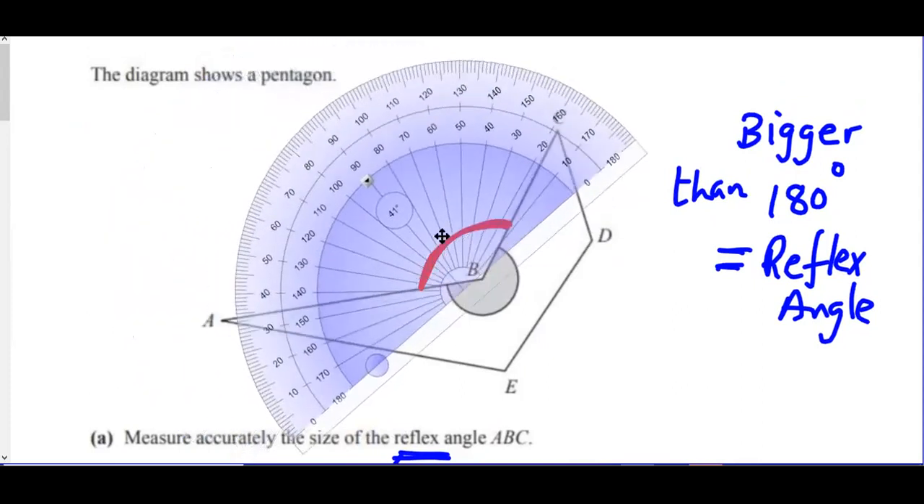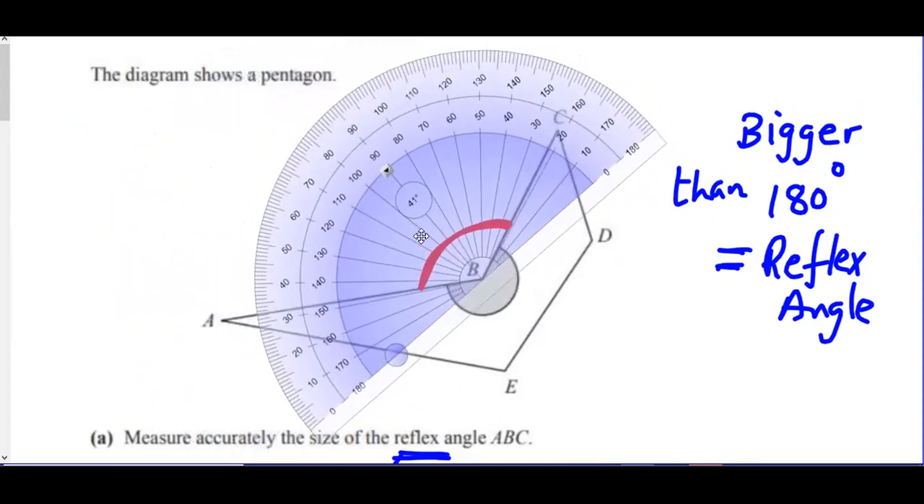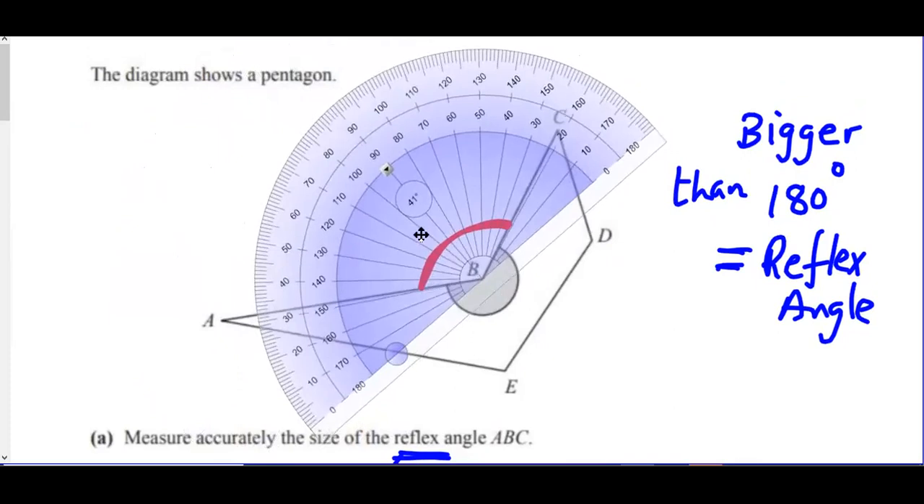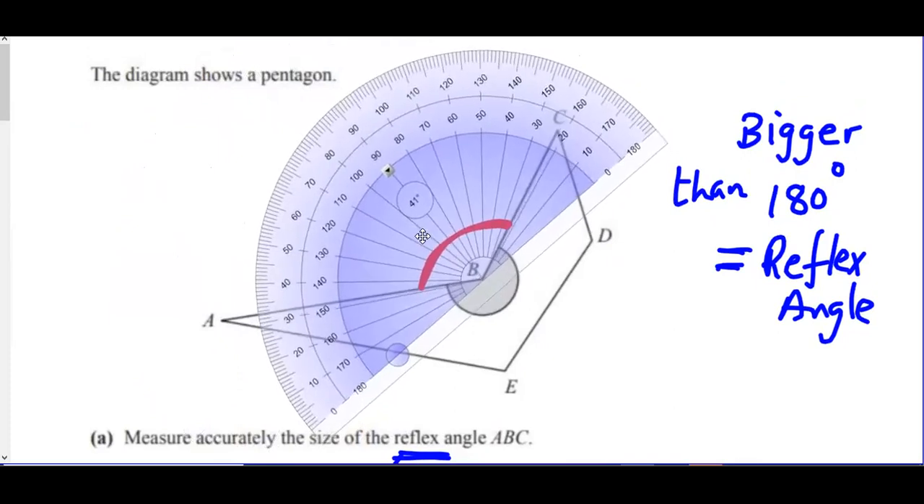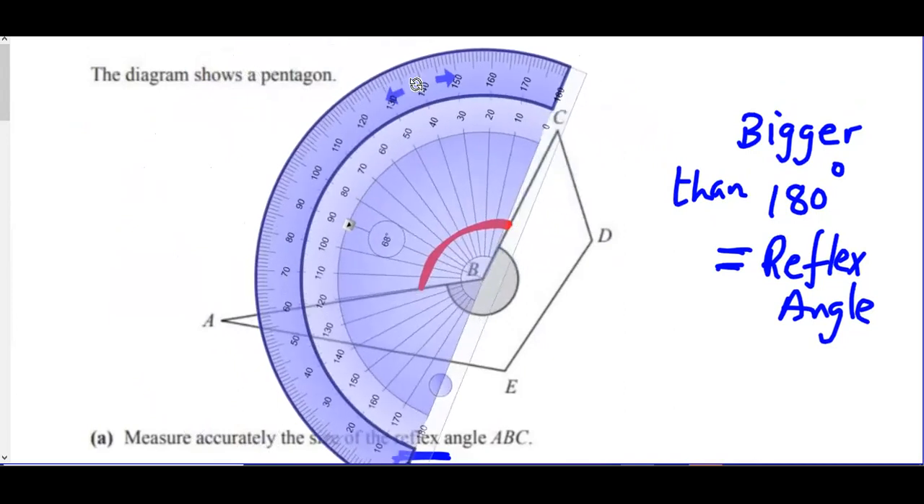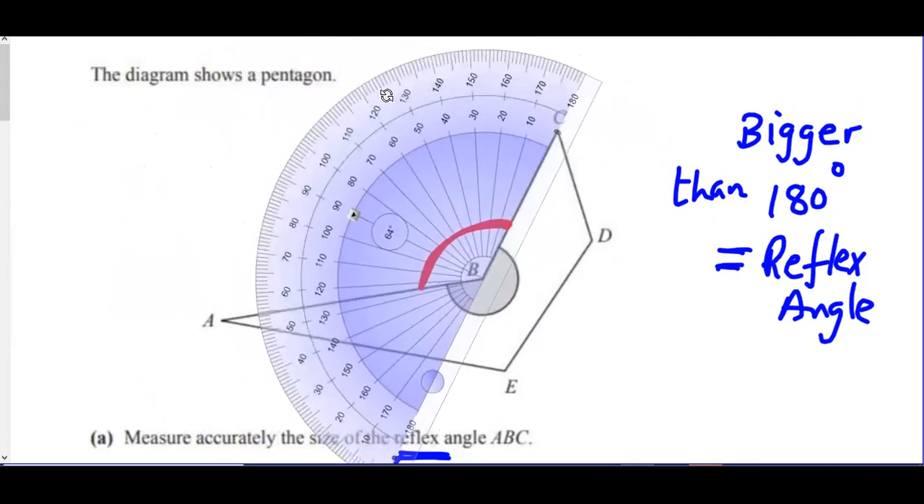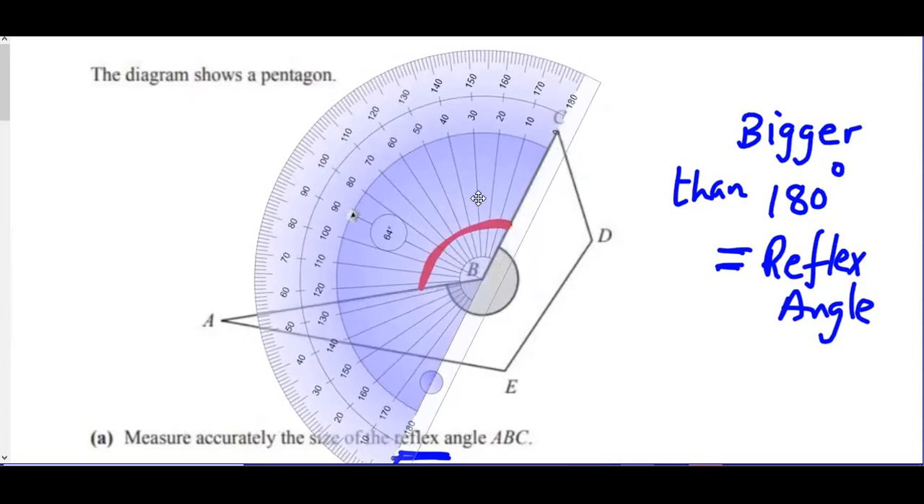So you take this protector, put the center on B, and then turn your protector around so that this line here should be 0. Can you see that? This line here is 0 degree. It is reading 0 degree and 180, but we don't read 180. We read an angle from 0. I hope that is clear. So let me adjust like that. Okay. So there we go.